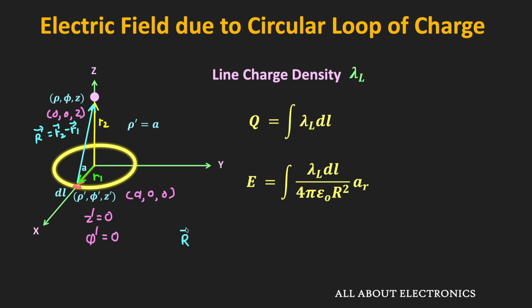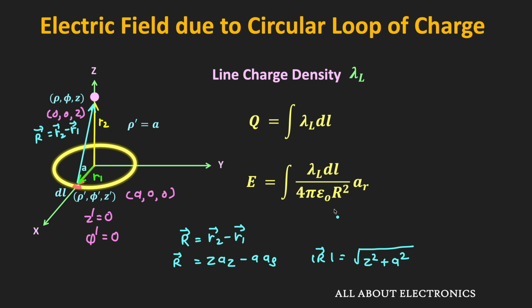That means here this r is equal to r2 minus r1. So here if you see, then r2 is nothing but z times az. And likewise this r1 is equal to this rho dash times a rho. And here since the rho dash is equal to a, so we can say that this r1 is equal to this a times a rho. That means the vector r is equal to z times az minus a times a rho. And if we see its magnitude, then that is equal to square root of z square plus a square. So in this way, we got the value of the R.